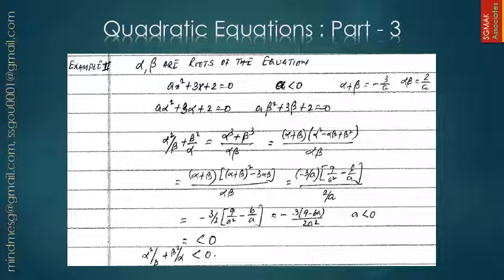And then if you go through the algebra and substitute the value for alpha plus beta as minus 3 over a, and alpha times beta as 2 over a, we get a value minus 3 times (9 minus 6a) over 2a squared, which is less than 0, which is negative. a is less than 0, so a squared is negative. a is less than 0, so 9 minus 6a is positive. So the whole expression is negative. So alpha squared over beta plus beta squared over alpha is less than 0. Okay, moving on.